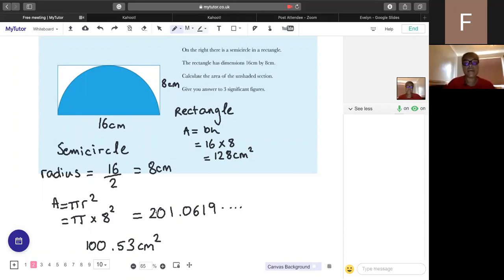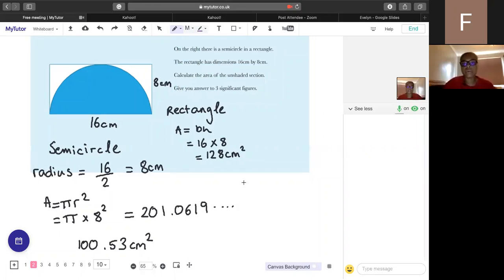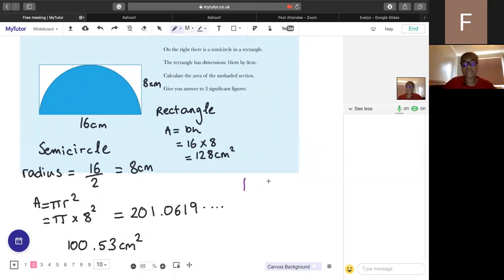Now, we still haven't finished the question yet because we still need to work out the area of the unshaded section. So now we still need to do the area of the rectangle minus the area of the semicircle. So our final part, which I'll do in a different color, I'll do it down here. We want to do the rectangle and take away the semicircle.